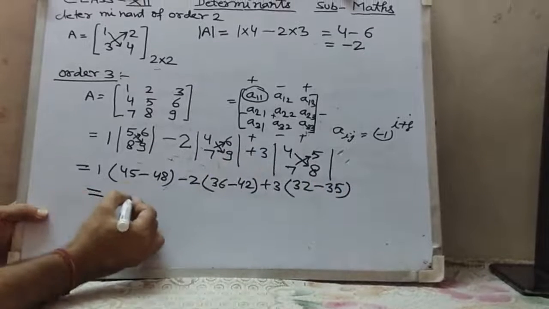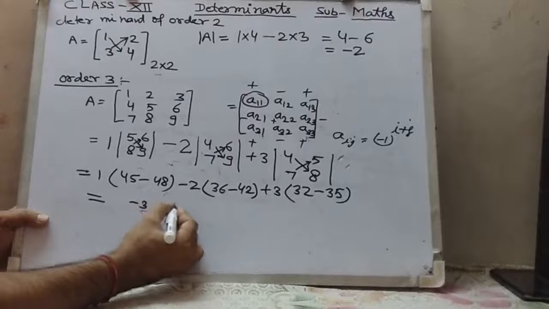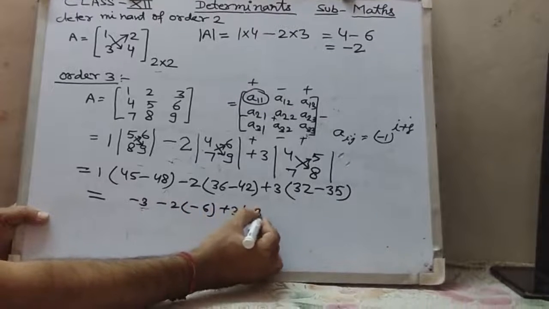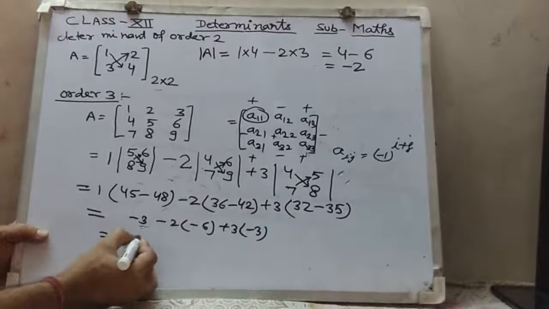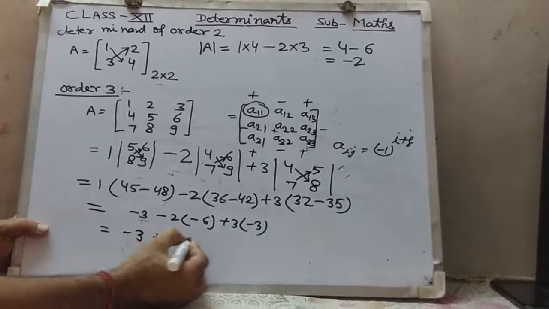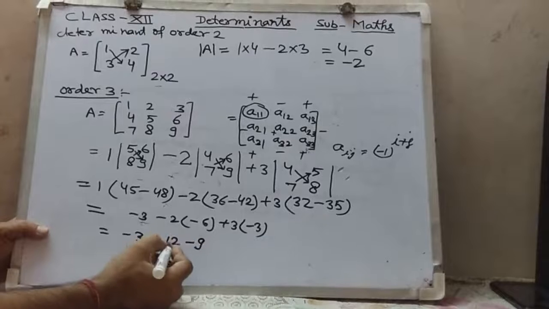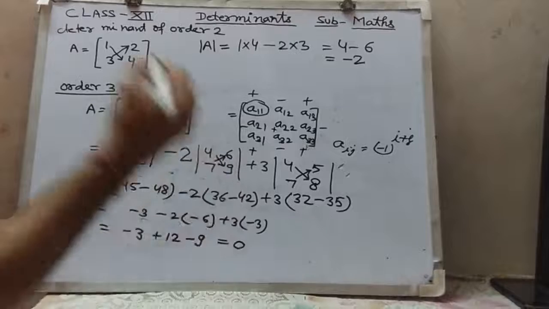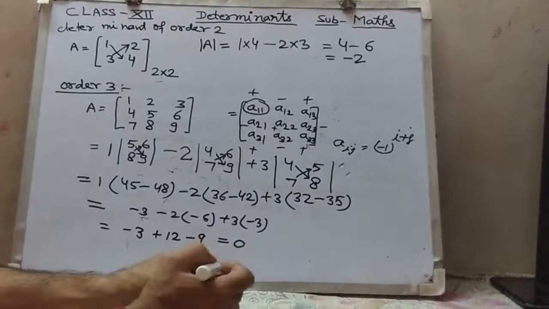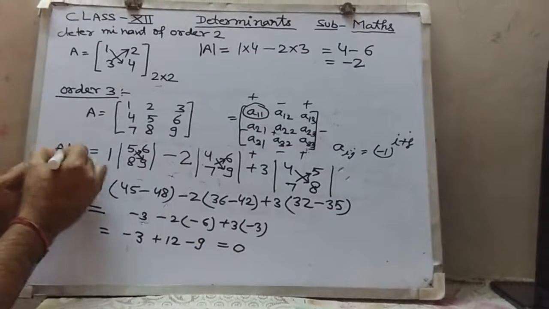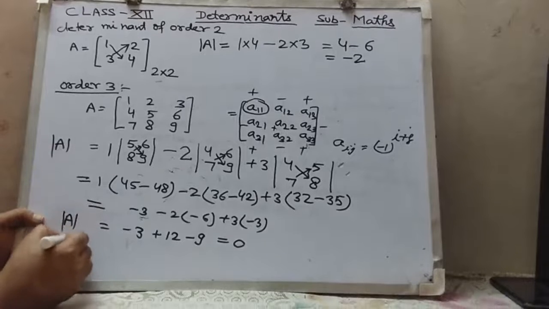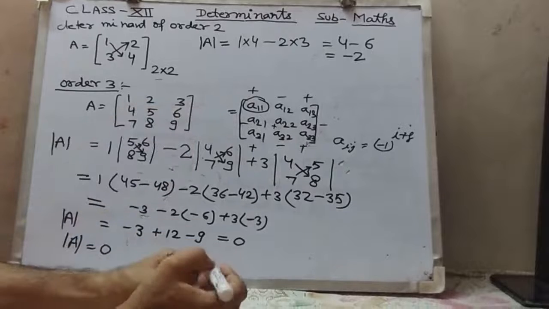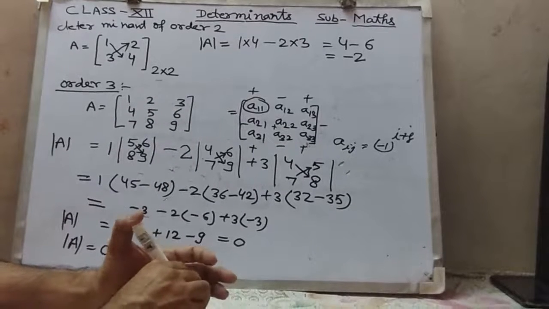So we will write here minus 3, minus 2 into minus 6, plus 3 into minus 3. So here is minus 3, plus 12, minus 9. Minus 3 minus 9, minus 12 plus 12, so its value is G. So the value of determinant A is G. In this way, we can find out the determinant of any square matrix of order 3 by 3.